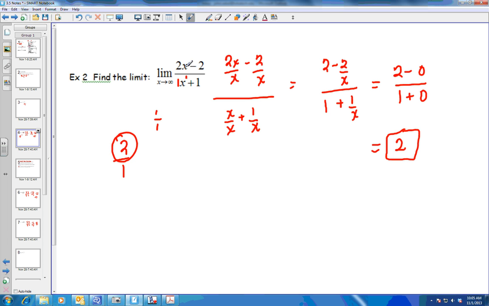So again, I found the degree of my numerator, degree of my denominator. They were the same. So the limit is the ratio of the leading coefficients, 2 over 1. Okay, so let's do another one.